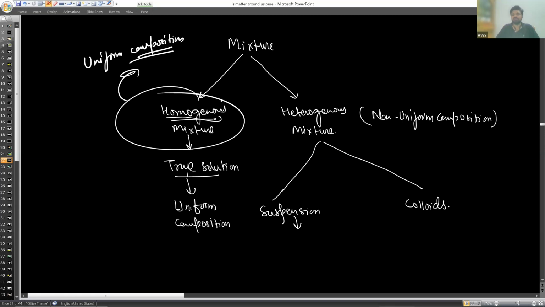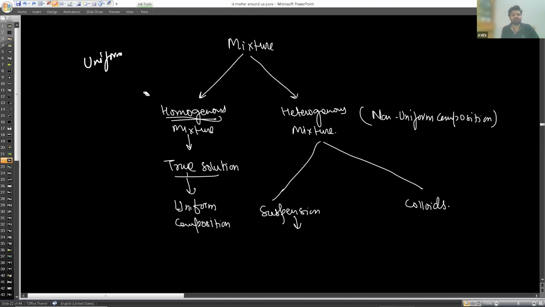They are considered true solutions and they have uniform composition. The next type of mixtures is the heterogeneous mixtures. So don't turn off your camera. I'm monitoring you.